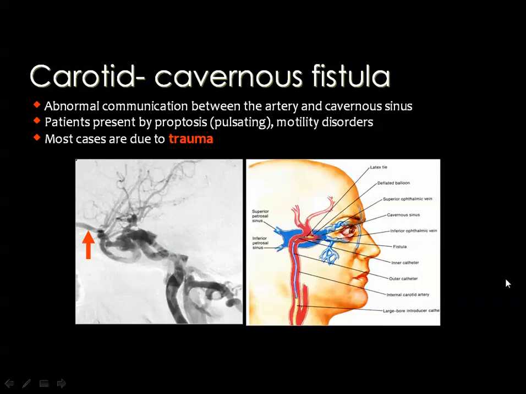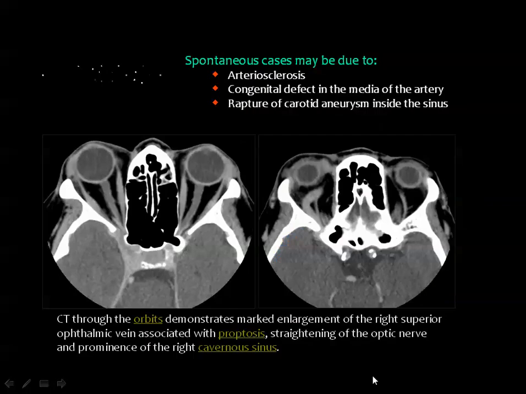Most of the carotid cavernous fistulae are secondary to trauma, but sometimes there is no history of trauma, and the cause may be due to arteriosclerosis or a congenital defect in the media of the internal carotid artery, or there is a carotid artery aneurysm that has ruptured inside the cavernous sinus.